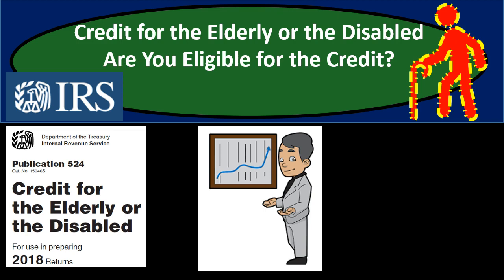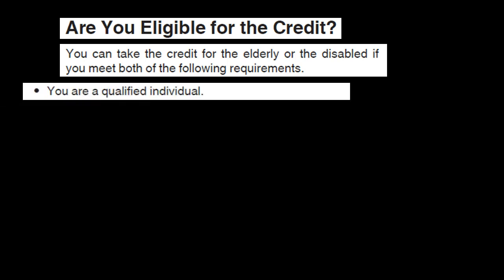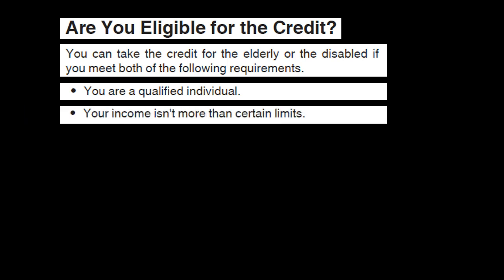In this presentation, we will discuss the question of, are you eligible for the credit for the elderly or the disabled? This information will be coming from the publication section, Are You Eligible for the Credit? You can take the credit for the elderly or the disabled if you meet both of the following requirements. 1, you are a qualified individual. 2, your income isn't more than certain limits. We will talk about these two requirements in more depth in future presentations.